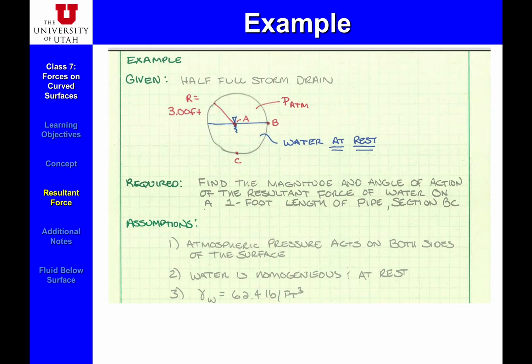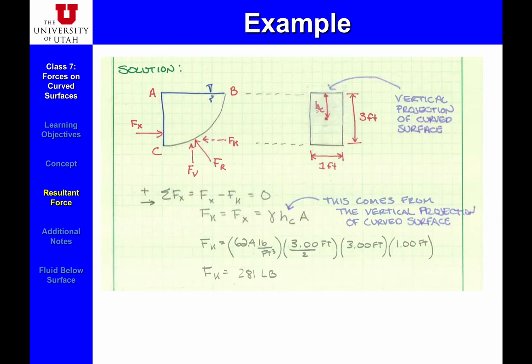The water is homogeneous. We always make that assumption. And for this particular case, we're going to say that it's at rest because this is a hydrostatics problem. Now, typically water is flowing through storm drain pipes, but in this case, we'll just pretend that the water's not moving. Maybe the end of the storm drain is clogged. And then our specific weight of water is just the standard 62.4 pounds per cubic foot.